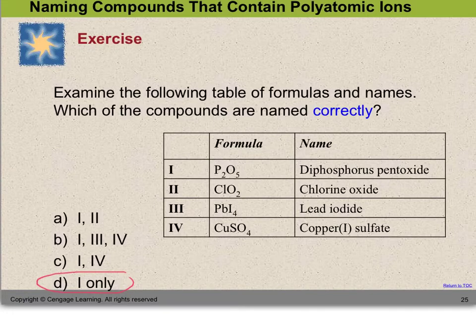Now our number 2 here is chlorine oxide. Now we have 2 nonmetals, so we needed to use that dioxide. Number 3 here, lead iodide, is incorrect because we need to indicate the charge on lead because it is a transition metal. Now last, copper 1 sulfate. The sulfate is not a -1 charge. It is a -2 charge. So we need to have a copper 2 sulfate.